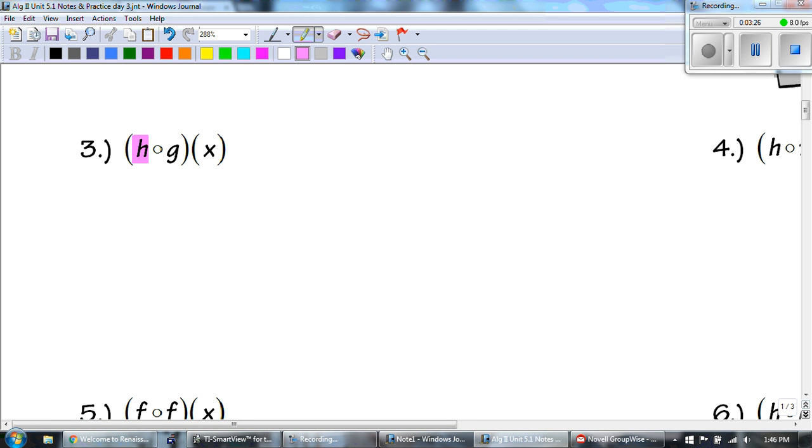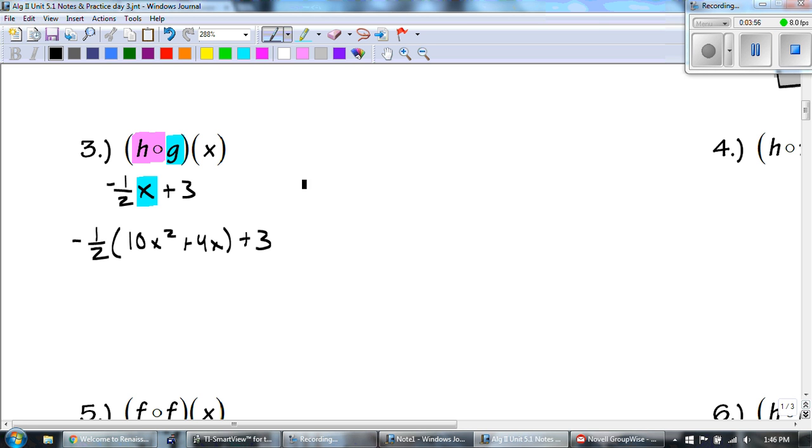Okay, so this is what I start with. I start with h of x. So I'm going to write down the negative 1/2 x plus 3. And then I need to find g of x, and that's what I'm going to plug in. So negative 1/2, my g of x is 10x squared plus 4x plus 3.